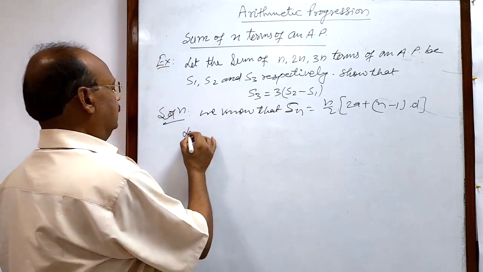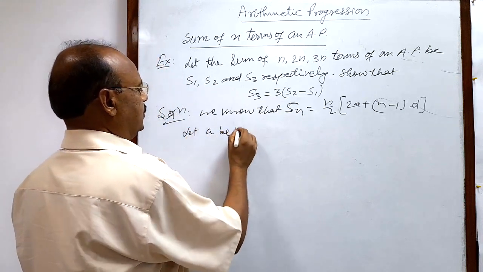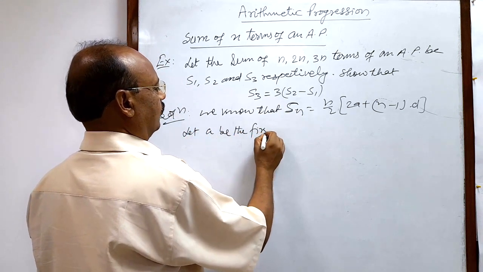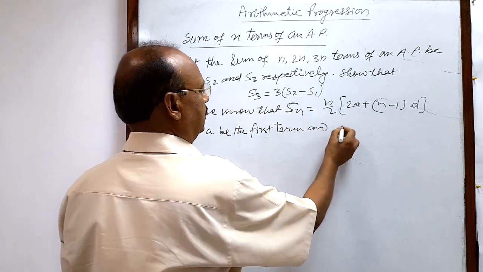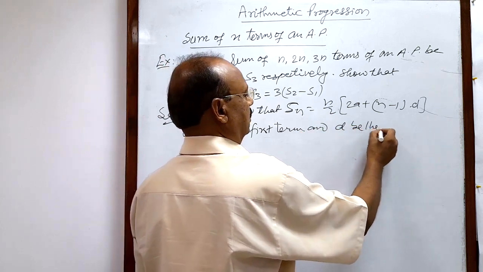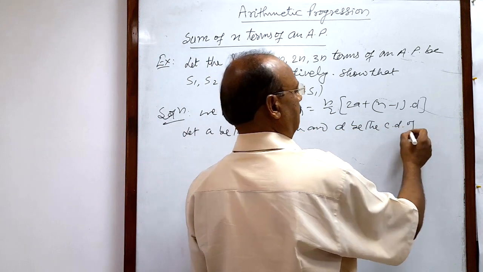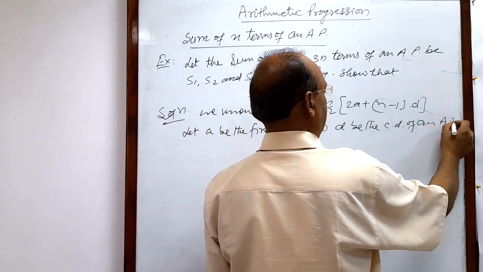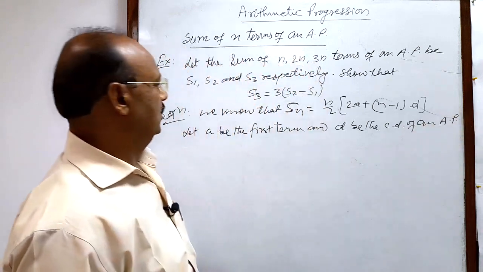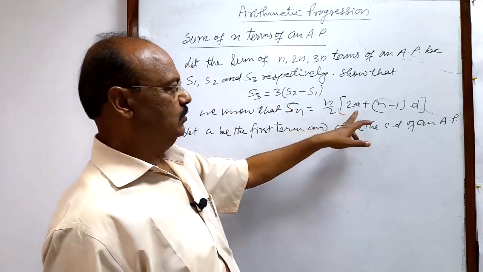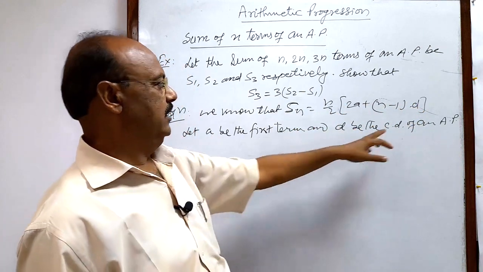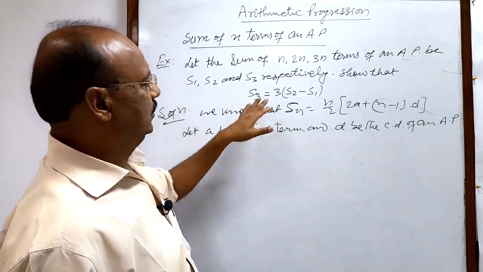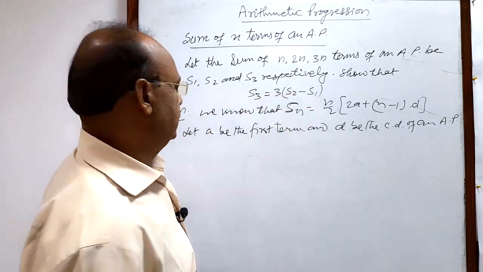So let a be the first term, and d be the common difference of an AP. Generally we use this formula, so a and d will be required. So we are taking a as the first term and d as the common difference. Now let us start with the right hand side.